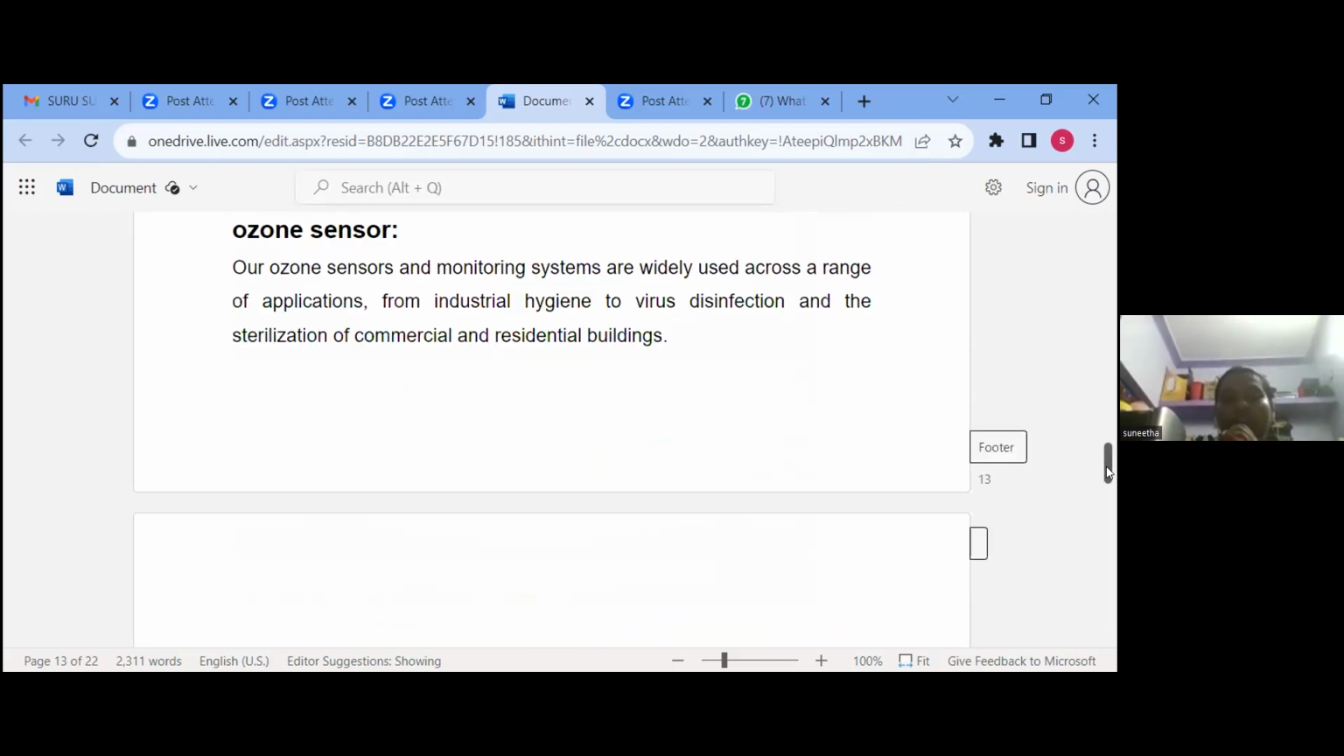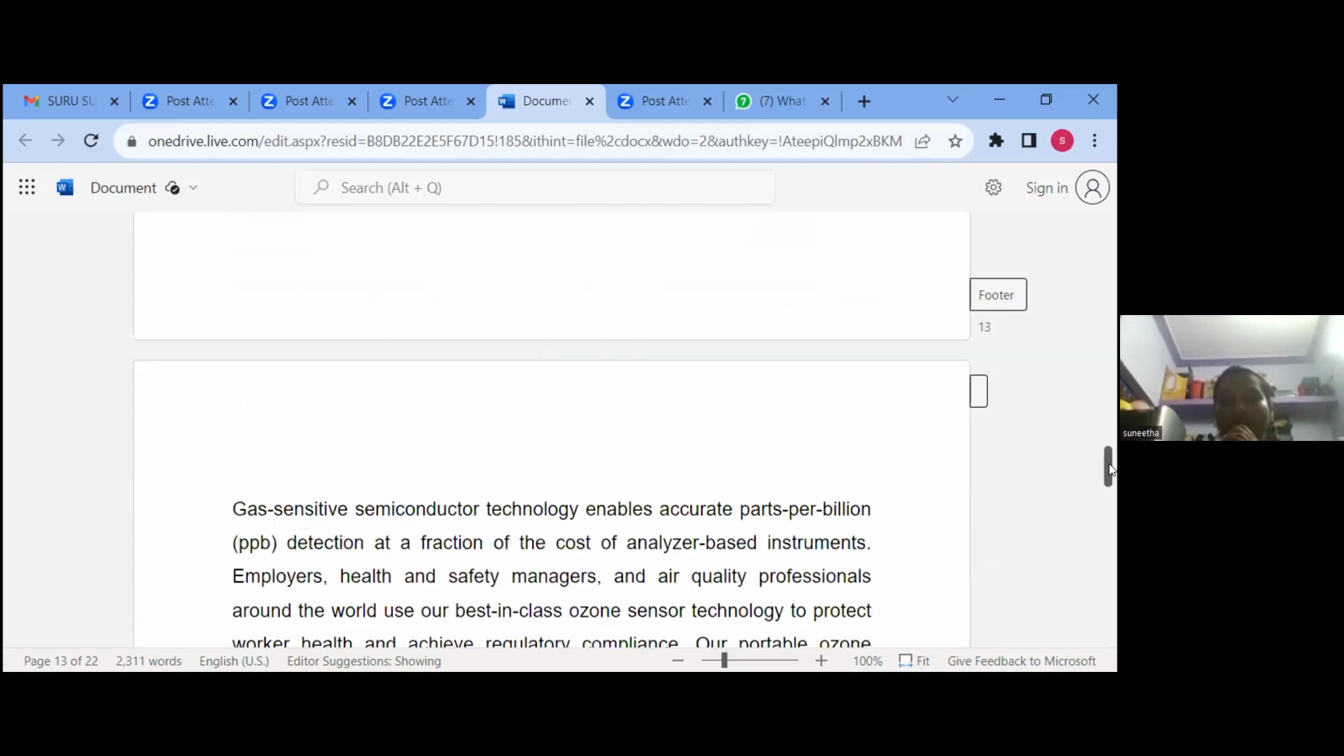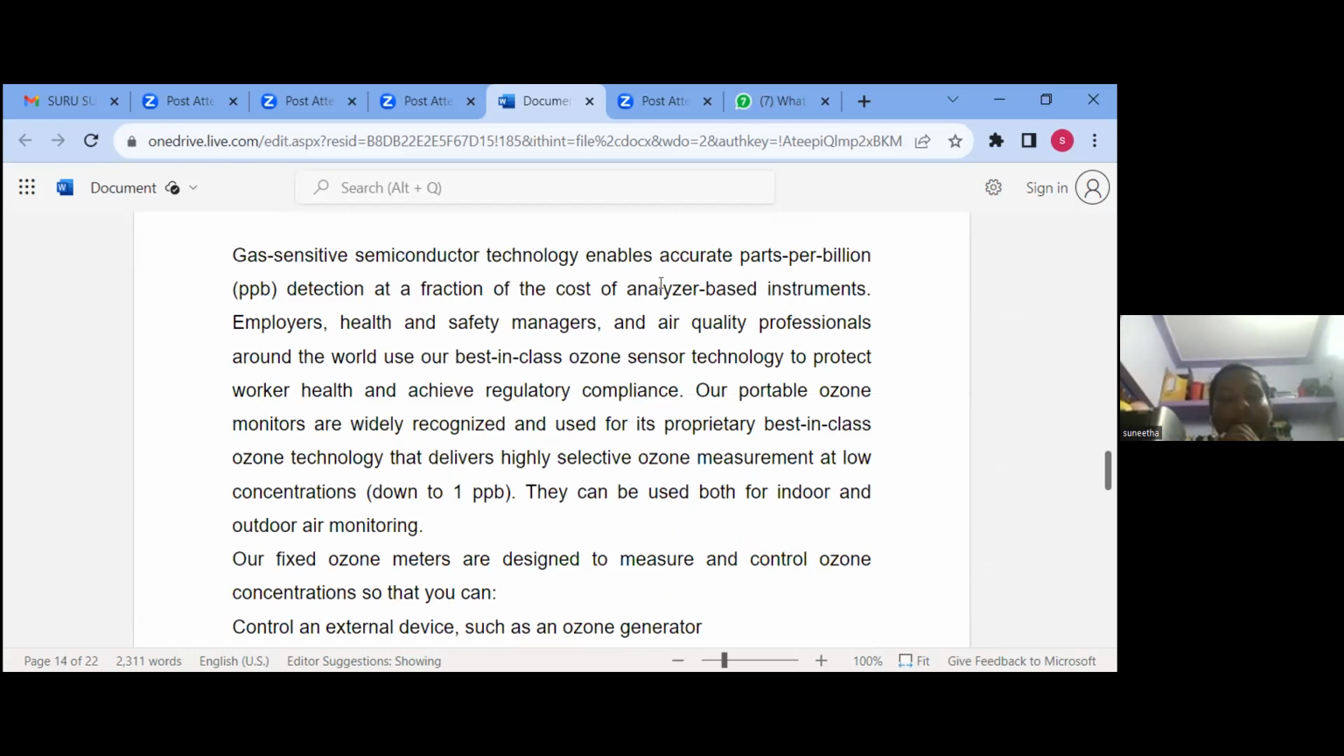And next one is ozone sensor. Our ozone sensors and monitoring systems are widely used across a range of applications, from industrial hygiene to virus disinfection and sterilization of commercial and residential buildings. Gas sensitive semiconductor technology enables accurate parts per billion measurement. This is one of the units for measuring air pollution detection at a fraction of the cost of analyzer based instruments. Employees, health and safety managers, and air quality professionals around the world use our best in class ozone sensor technology to protect worker health and achieve regulatory compliance.